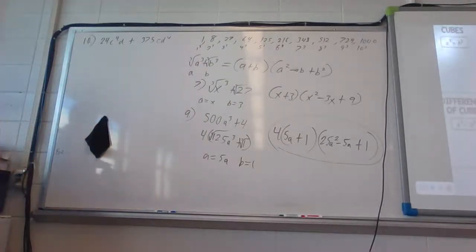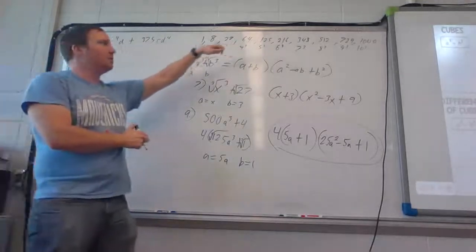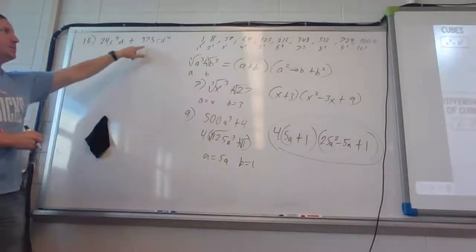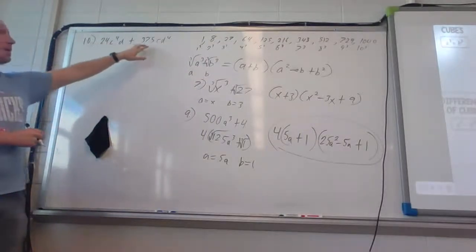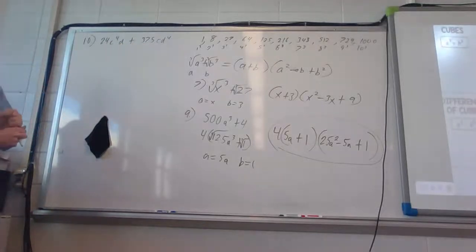Okay, so again, 24 and 375, neither of those are perfect cubes. So then what we want to do is find our greatest common factor we can take out of both of those. So what's our greatest common factor between 24 and 375?